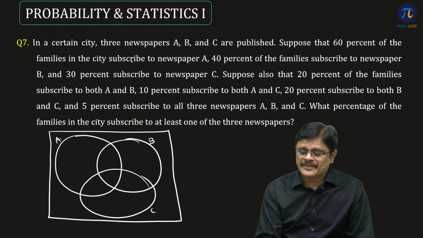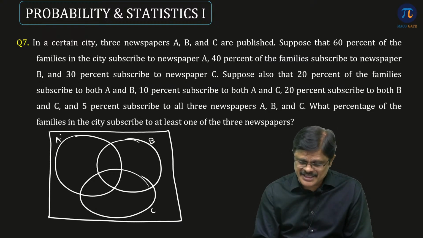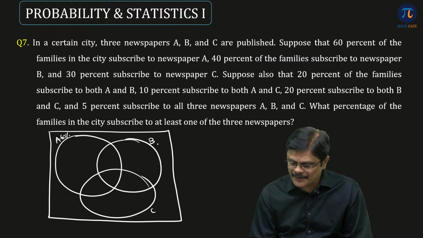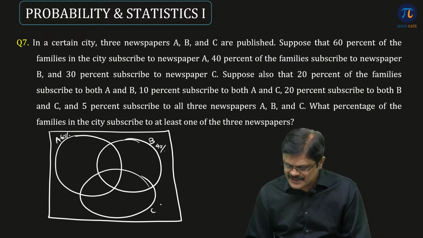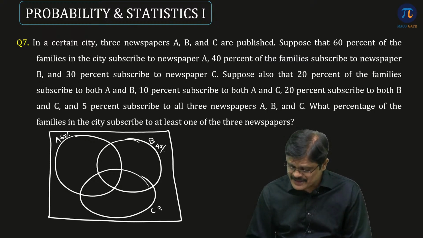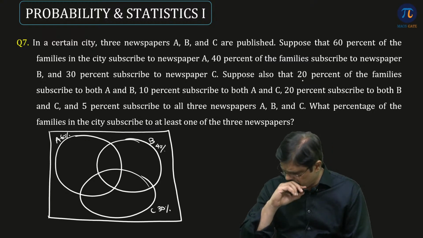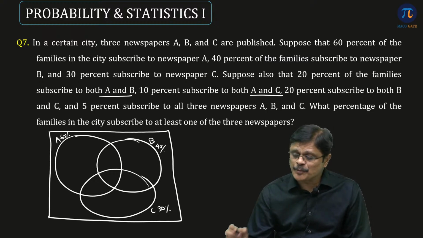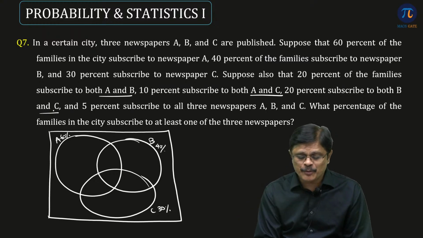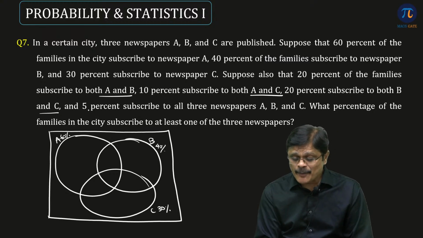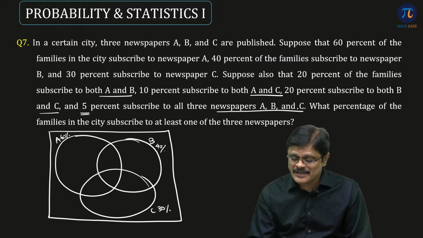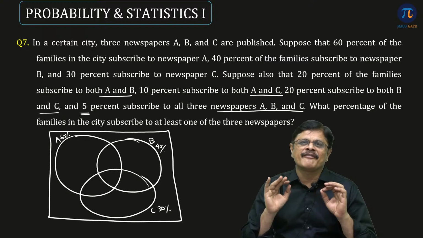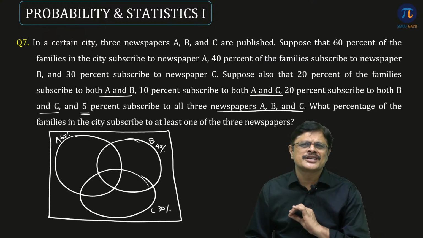60% families subscribe to the newspaper A. 60%. It is percentage, sir, not number. 40% families subscribe to the newspaper B, and 30% subscribe to the newspaper C. 20% families subscribe to both A and B. 10% subscribe to both A and C. 20% subscribe to both B and C. What is important is how many subscribe to all the 3 papers. 5% subscribe to all the 3 papers. See, if you fill this particular Venn diagram, then you can answer the questions very easily, sir.